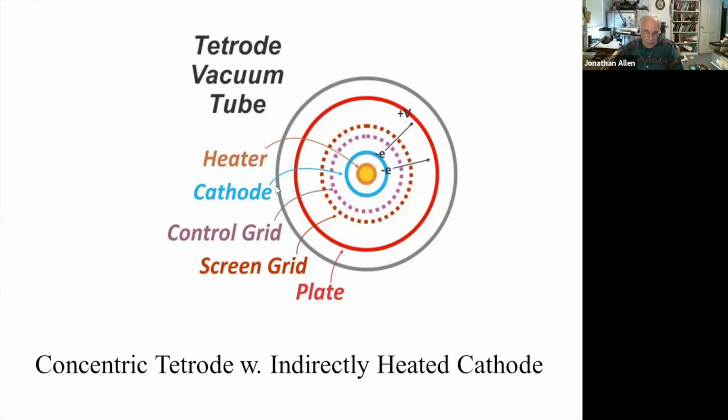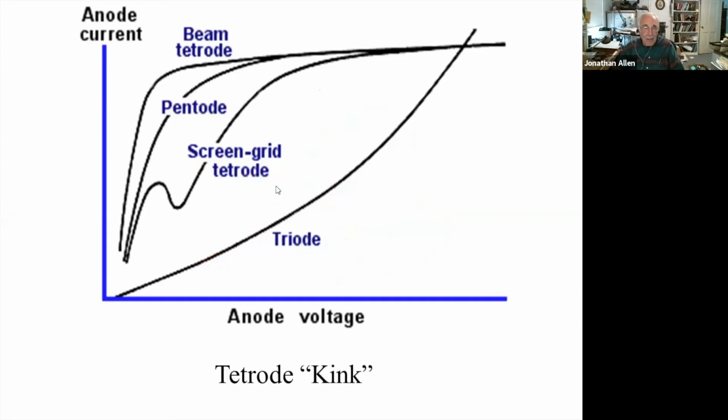Now, the tetrode still had a stability problem when used for handling high amplitude signals, which caused the plate voltage to swing below that of the screen. And here we have anode current versus anode voltage for a triode. And as you can see, it rises more than linearly. That reflects the 3/2 law that we talked about before.